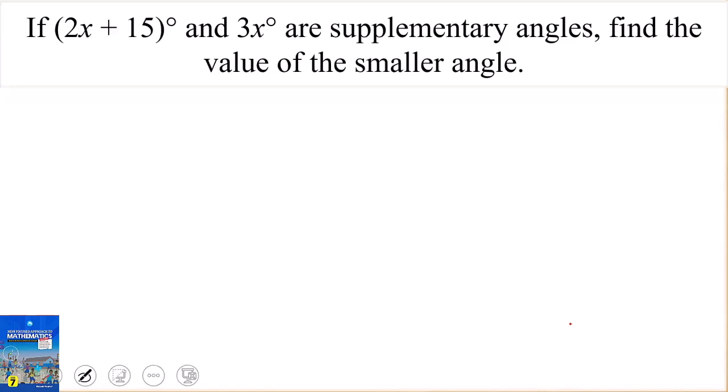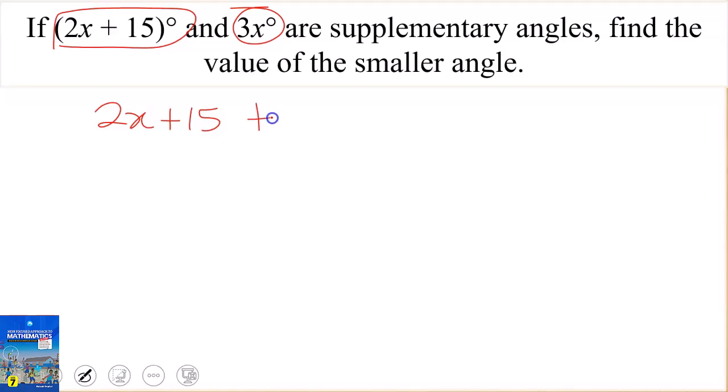Again, I have 2x plus 15 and 3x, that's degrees, are supplementary angles. Find the value of the smaller angle. So these are the two angles. I want to know whether this angle and that angle, which one is smaller. But once the question says they are supplementary, then it means 2x plus 15, then plus the 3x, all should give me 180 degrees.